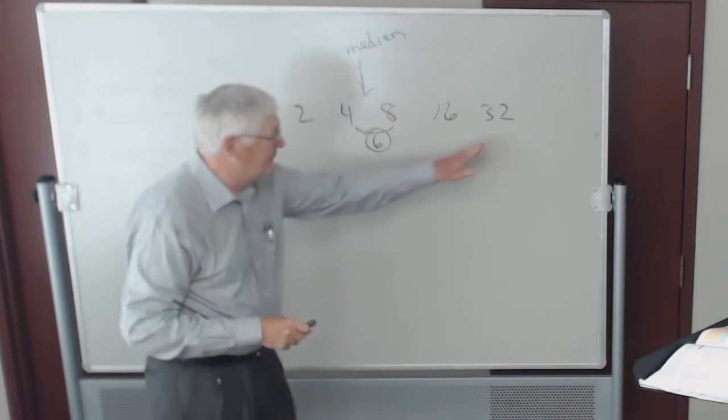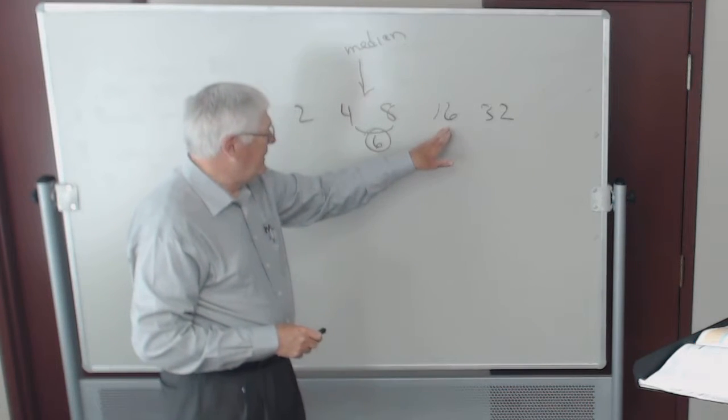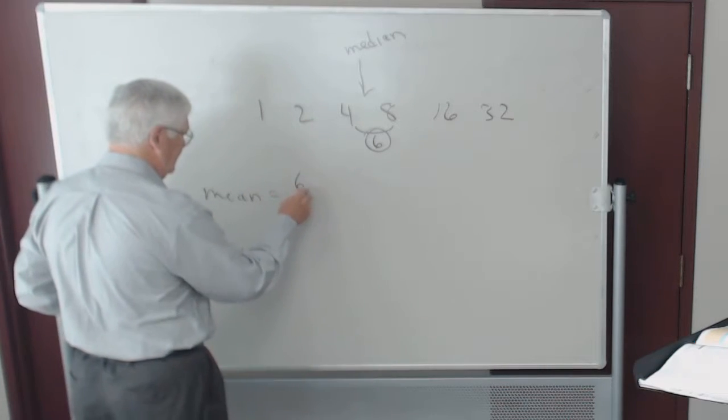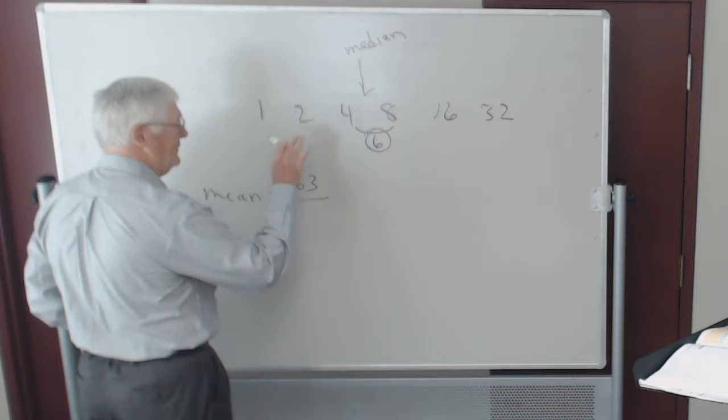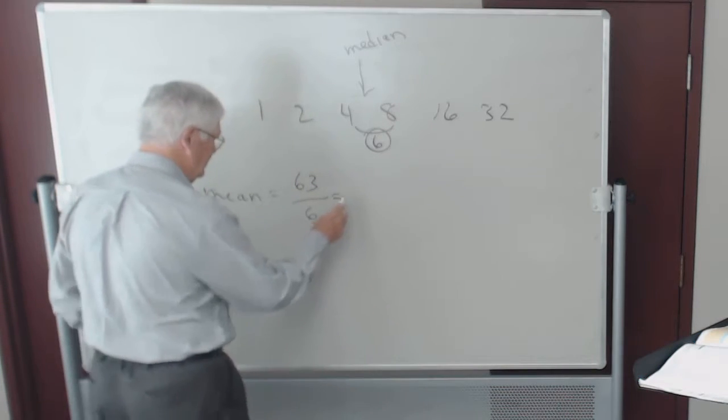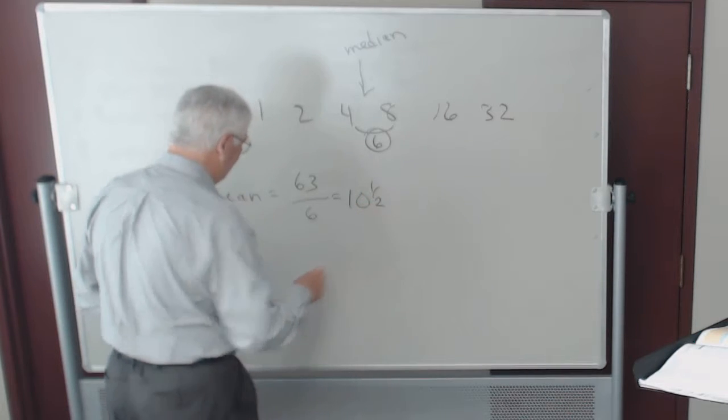Well, let's see. 32, 48, 56, 63 divided by 6. What is that? 10.5. Is that right?